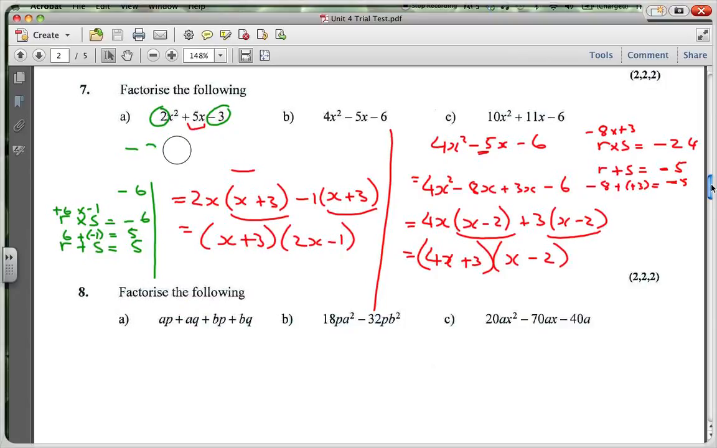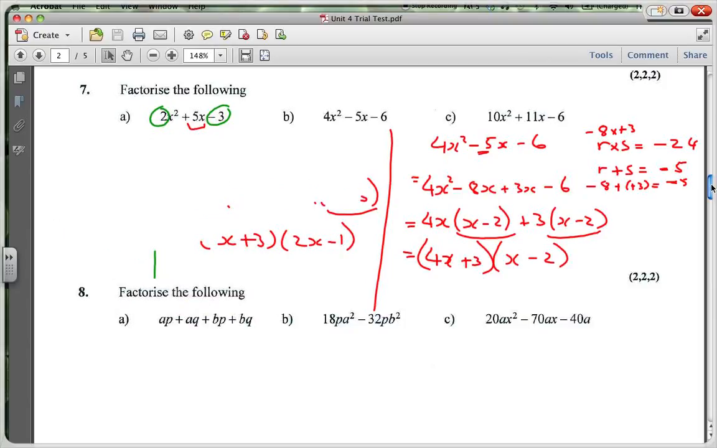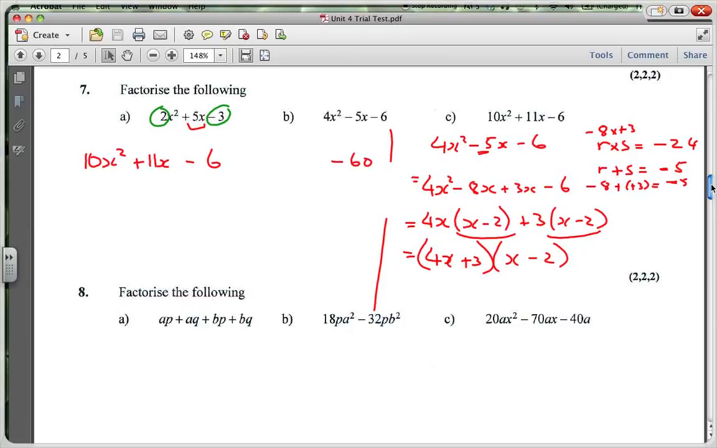Okay, and then let me do the last one. I'll do the last one over here. Okay, so here we go. I've got 10x squared plus 11x minus 6. So I multiply 10 times the negative 6, I get negative 60. I look for my r times my s equal to negative 60, and this r plus s is equal to 11.